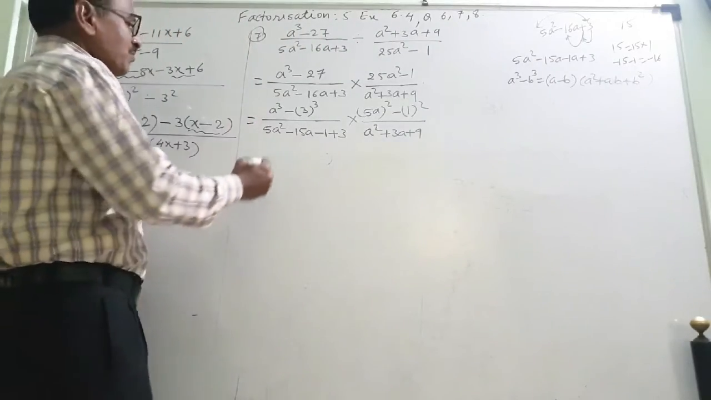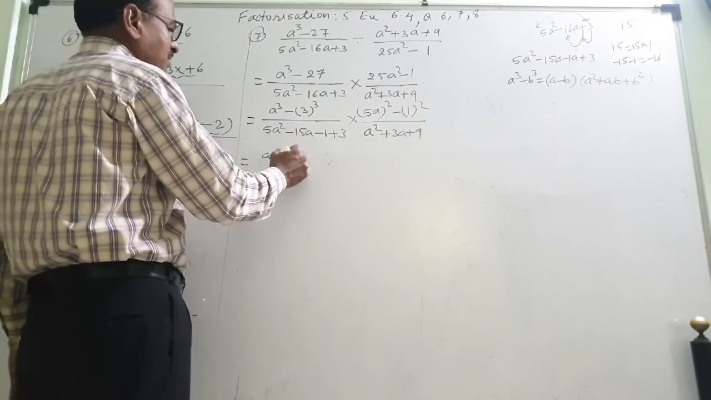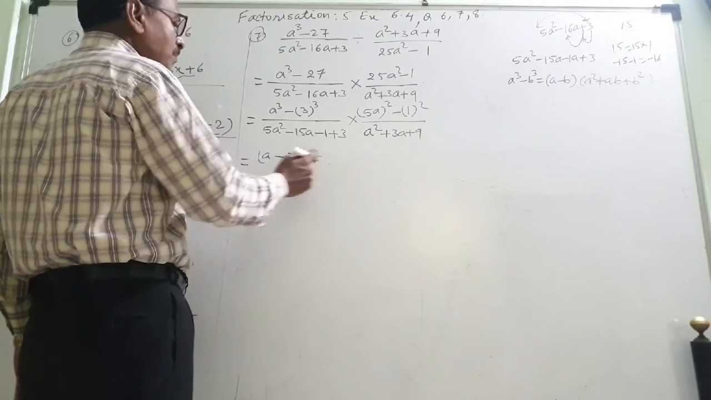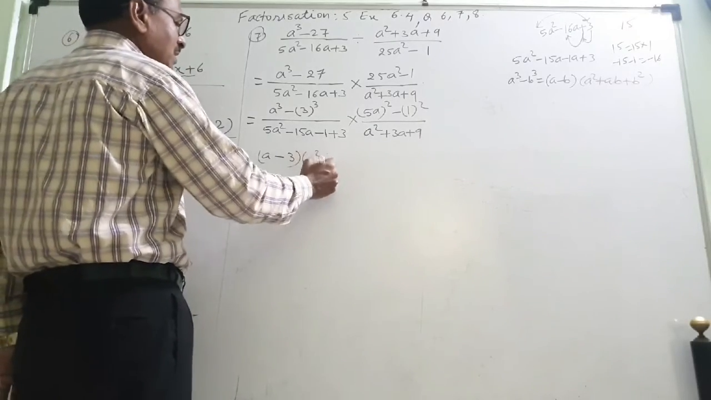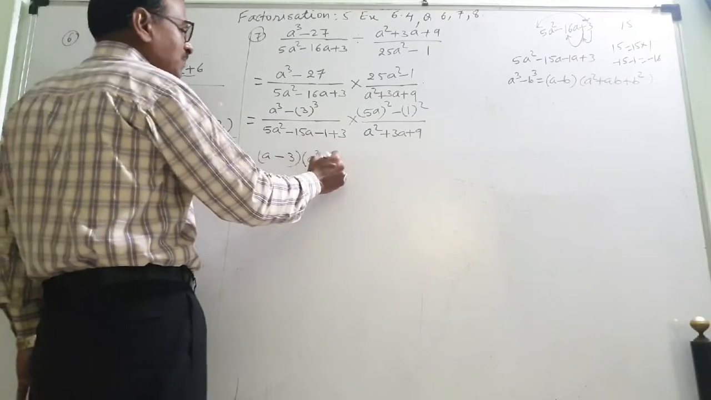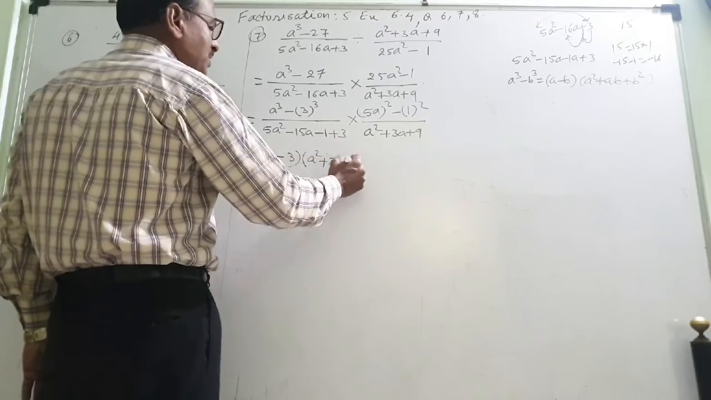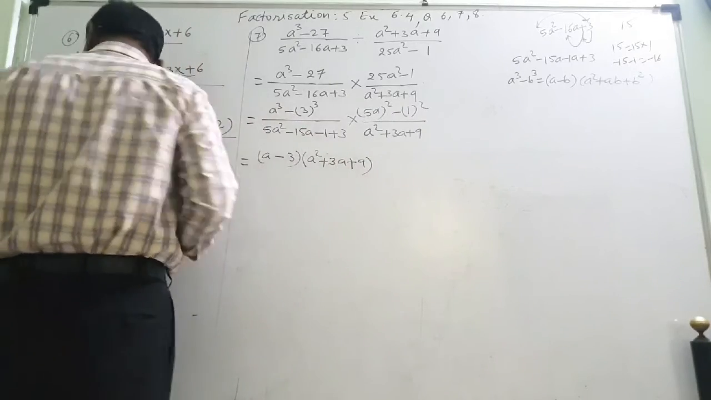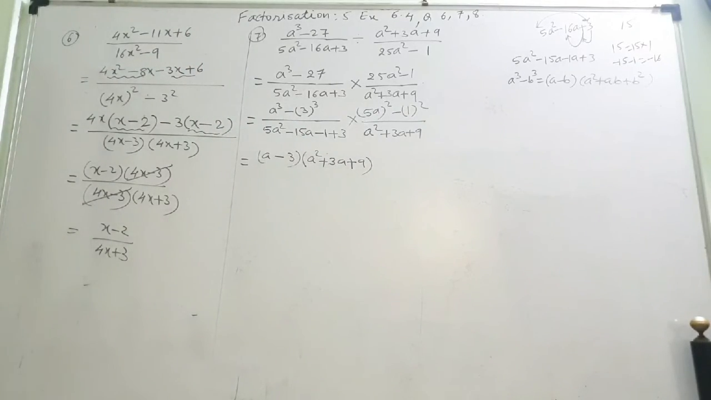What is this a cube? A minus b is a minus 3. Then a square plus ab, a into b means plus 3a, plus b square. b square means 3 square is 9. This is all about this.